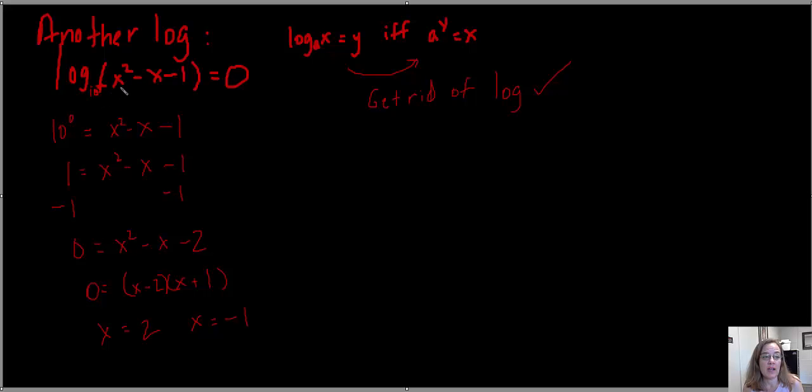Now, if I put either of them in here, it should work out. Remember, we can't take a log of a negative number, so we should be okay here. So I put in the 2, and I get 4 minus 2, which is 2, minus 1. We're good to go. If I plug in the negative 1, I get 1 plus 1, which would be 2, and minus 1. Get 1 again. So we're good to go.